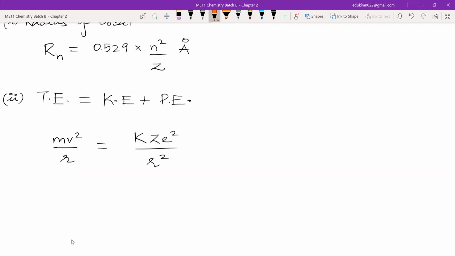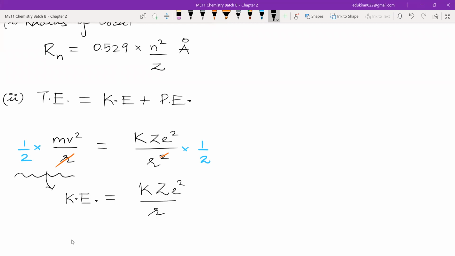In this, I can eliminate this r square and I can eliminate this r. Now I will do one addition, that is I will multiply this part with half and I will multiply this part with half, right? Now, as I have got half mv square, this half mv square is nothing but the kinetic energy. So kinetic energy will be equal to k Z e square upon r.